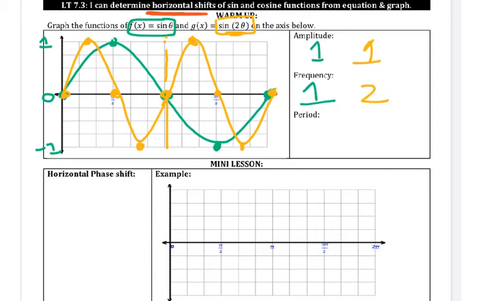And the period for the green graph is actually 2 pi. So that has a period of 2 pi. And for the yellow graph, that actually has a period of just pi, because it ends here at the center.